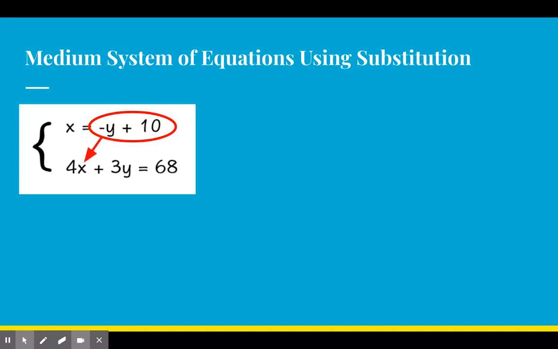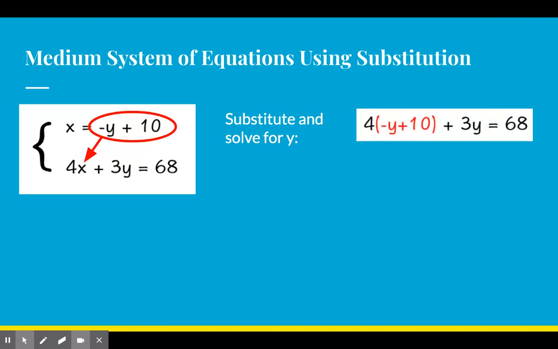Or I'm sorry, for x, okay, because it says x equals, so anytime I see an x, I can replace it or substitute in the negative y plus 10. So again, I'm going to substitute it in. This time we're solving for y because I will only have y's in my equation. And it's going to look something like this. So I rewrote the second equation, but plugged in that negative y plus 10 in for x.